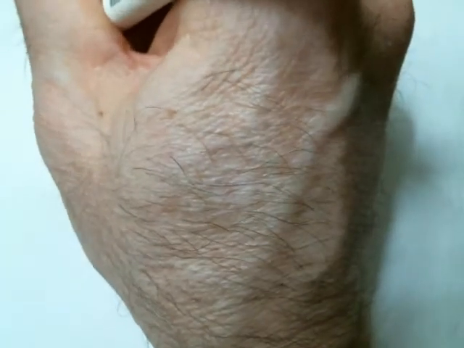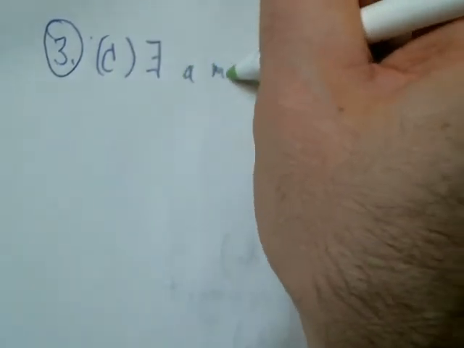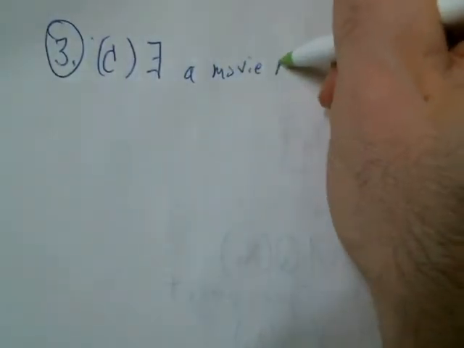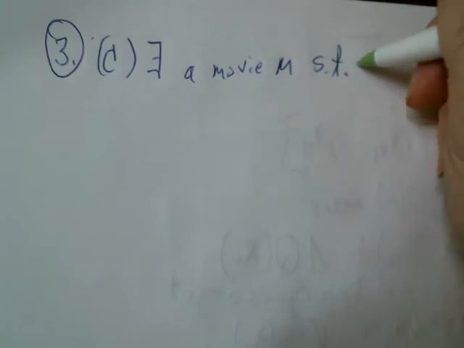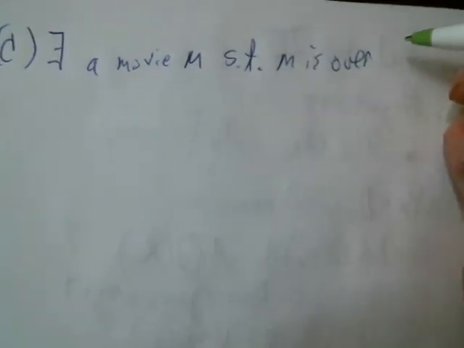I don't know. Let's start part B. No, let's do part C, because that will be an existential. Okay, so part C: there exists a movie M such that M is over 6 hours long.